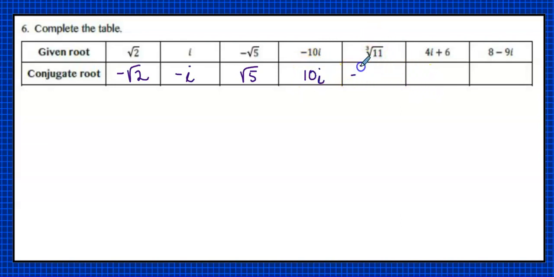This one's going to be negative cube root of 11. This one is kind of written backwards. Standard form for complex numbers is this. The complex conjugate would be minus 4i. So it's the imaginary part that gets changed to its opposite. And this one is in standard form. The complex conjugate would be 8 plus 9i.